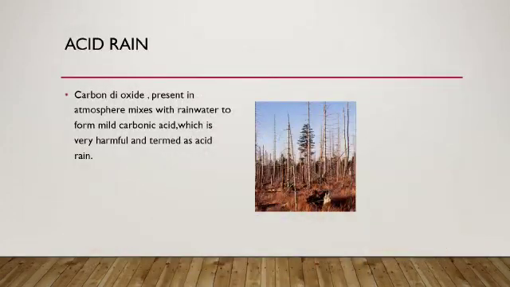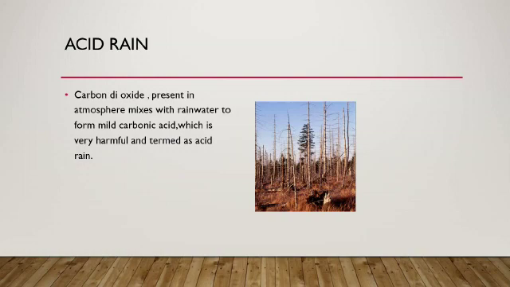Now, let us discuss acid rain. Carbon dioxide present in the atmosphere, when it mixes with the rainwater, forms carbonic acid, which is very harmful and is termed as acid rain. So, in the countries where the concentration of carbon dioxide is very high, a large amount of carbonic acid is produced, which causes acid rain.